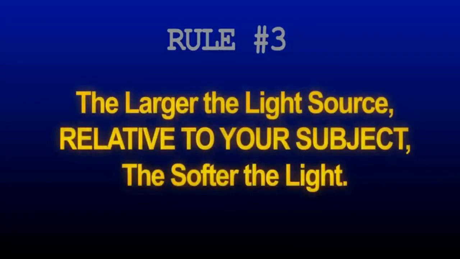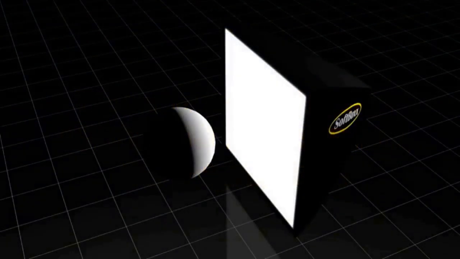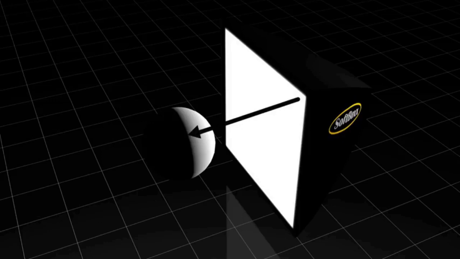Rule number 3. The larger the light source relative to your subject, the softer the light. Rays from a large light source simply have more access to areas around a three-dimensional object, like your subject's head. In this example, you can see how there is a direct path from areas on the front of the softbox to areas on the side of the subject.